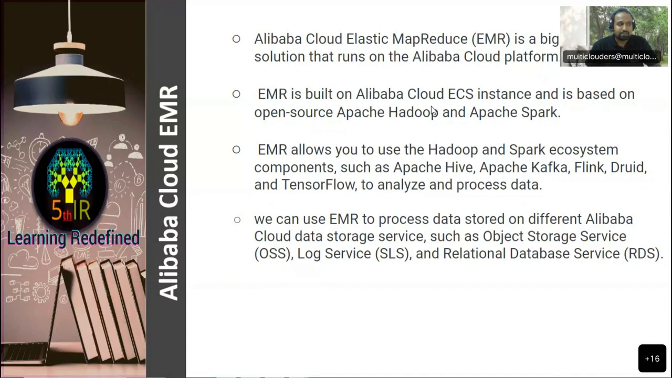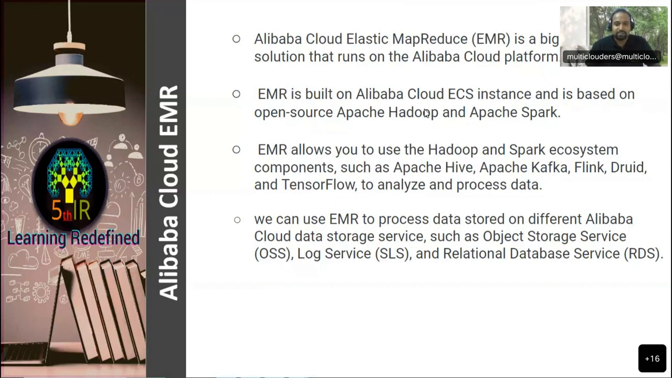When I'm showing the demo, I will explain how to create Apache Hive and how to create Apache Kafka. We can choose whether you need Apache Hive for your application or for your organization. You can choose Apache Hive, Apache Kafka, Flink, Yarn, and TensorFlow. If you want to analyze your data with machine learning tools, you can use the TensorFlow application. So the whole set of Hadoop ecosystem tools is supported by Alibaba Cloud Elastic MapReduce.